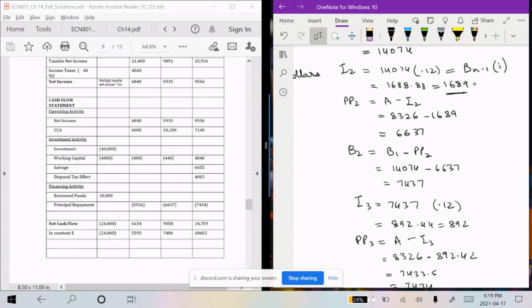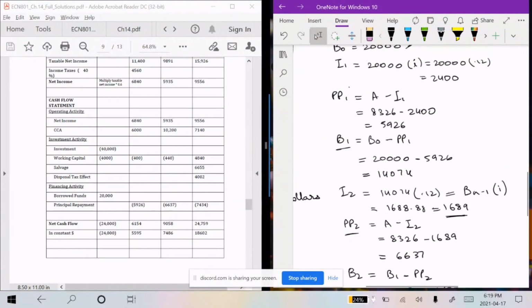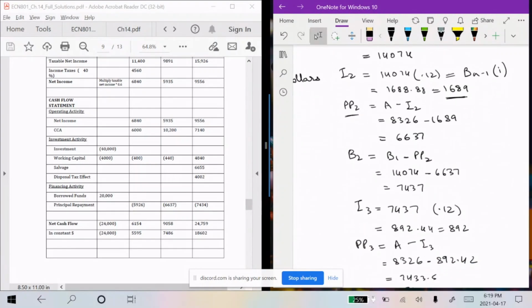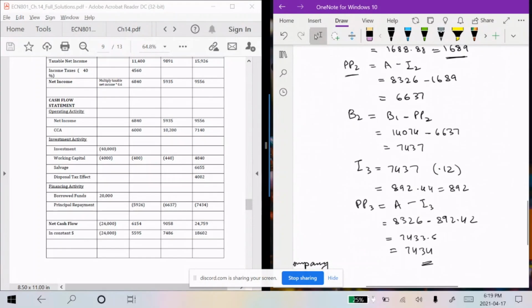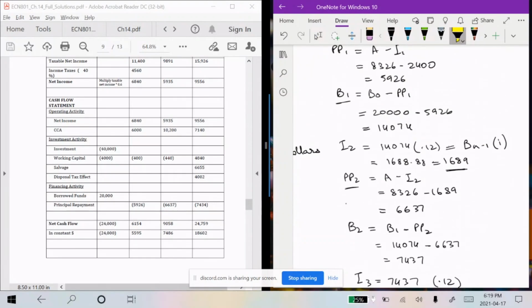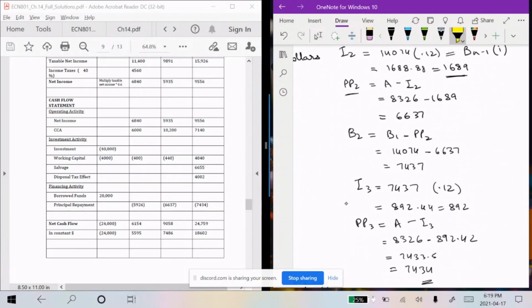Then you calculate the principal payment in the second period. For that, what you do is A minus I2. A is again 8326 minus 1689. That is the I2 that we found right here. So you subtract that and you get the principal payment in the second period. And then find the balance after the second period. So the balance after the first period was 14,074, right? Here. Okay. What you do is you take the balance after the first period, subtract the principal payment, and you get the balance after the second period.